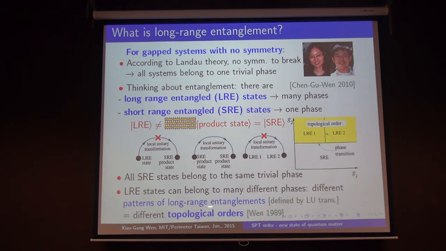But in 1989, when we studied topological order, quantum entanglement was not a popular term, because that was before the quantum computing time.